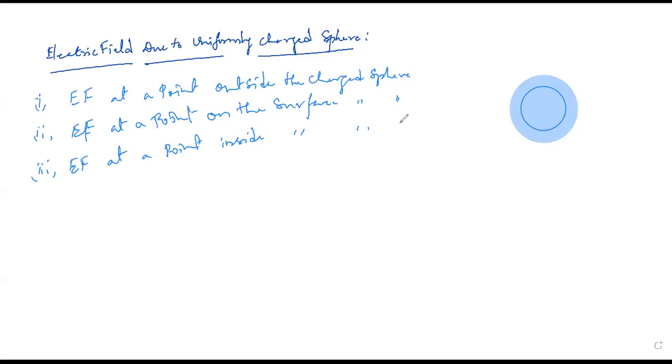So first we are going to find it when the point lies outside the charged sphere. Next, when the point lies on the surface of the charged sphere. And third, when the point lies inside the charged sphere. How should they be calculated? For this purpose, I have taken a sphere of radius capital R, with the same expression which we had taken in the last class.